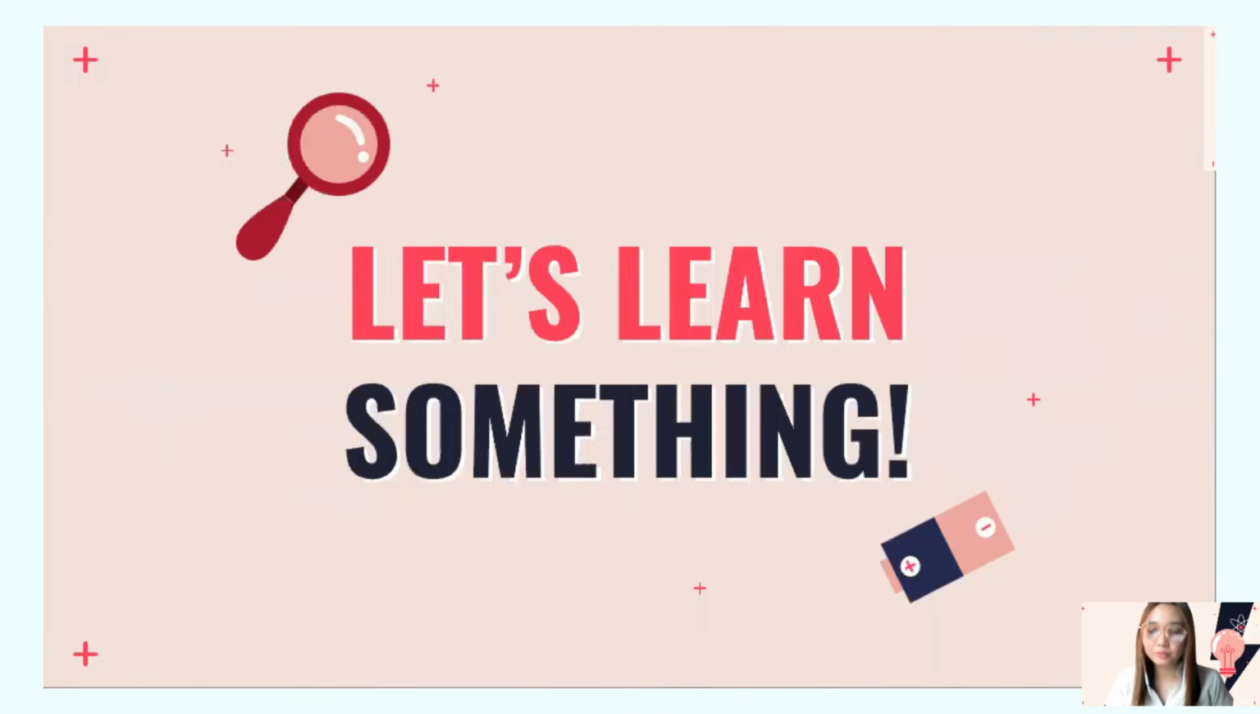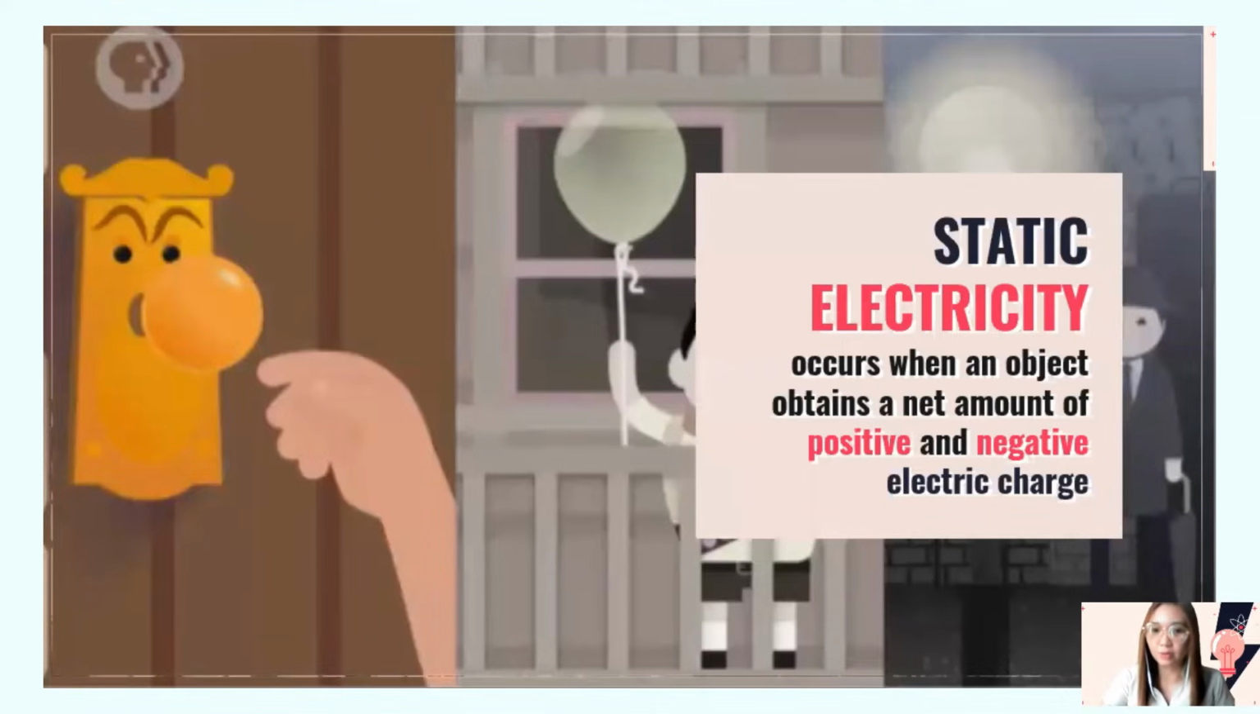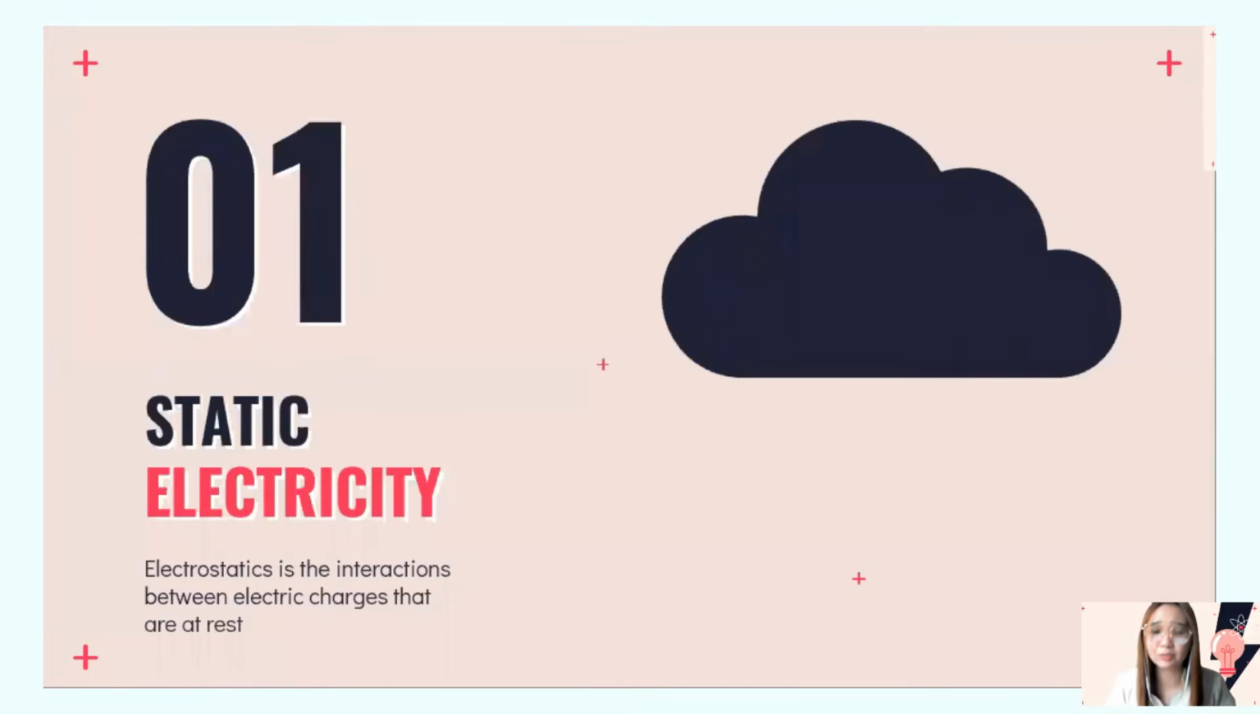Have you experienced a shock from a doorknob, or when you are rubbing a balloon on your hair and it suddenly lifts up? As well as, nakakita na po ba kayo ng lightning strike? The physics behind those phenomena is what we call static electricity. Static electricity occurs when an object obtains a net amount of positive and negative electric charge. Electrostatics is the interaction between electric charges that are normally at rest.